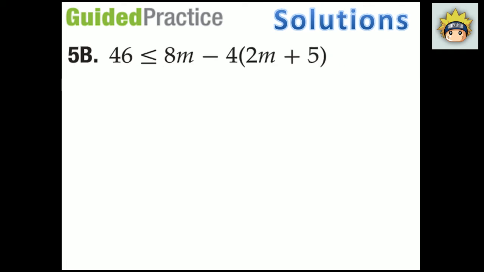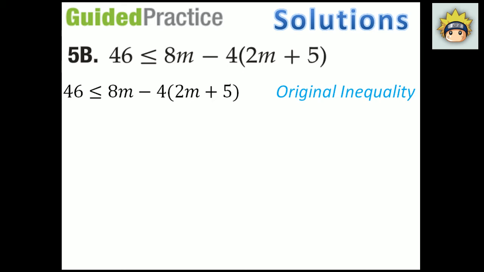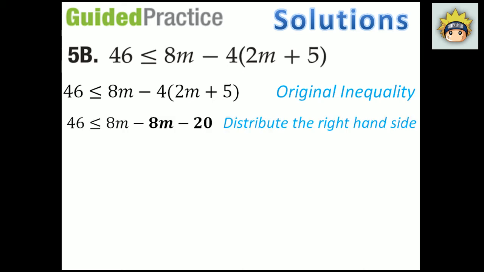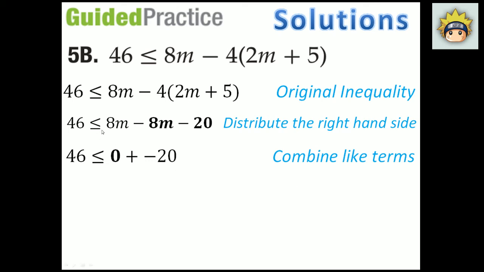5b. Start by writing the original inequality. Distribute the right-hand side. Negative 4 times 2m is negative 8m. Negative 4 times 5 is negative 20. That's what happens after you distribute the right-hand side. Then you want to combine the like terms. 8m minus 8m is 0. That's how I got the 0 here.